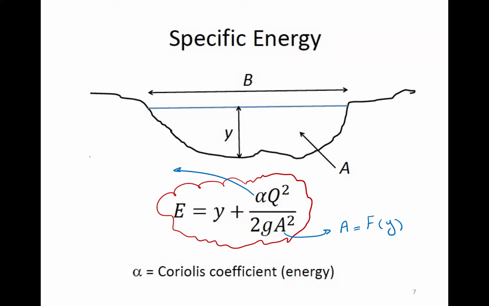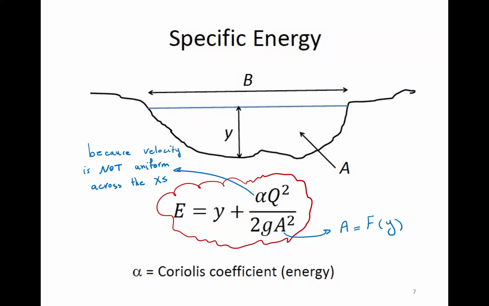Why do we have it? Because velocity is not uniform across the cross section. We're using Q over A, so we have just one velocity, but it's not the same everywhere. It's different. That's why we're adding this coefficient.